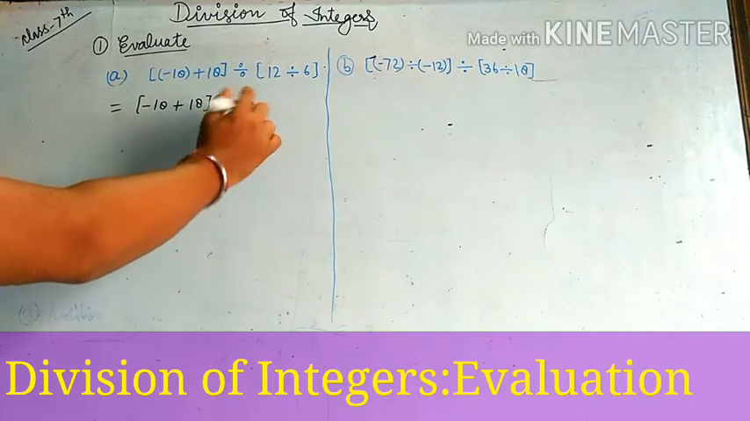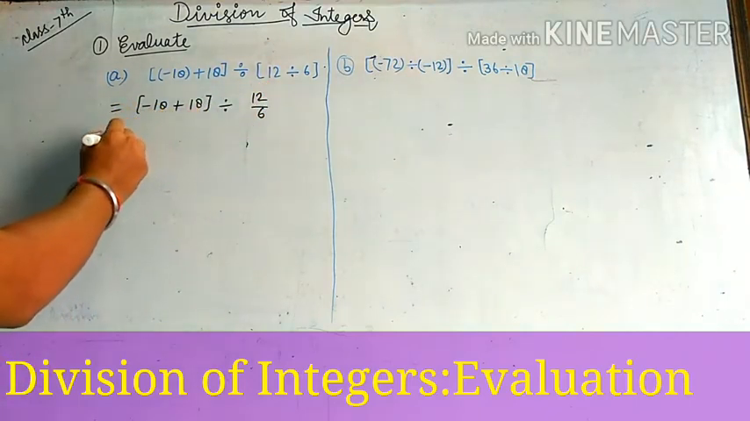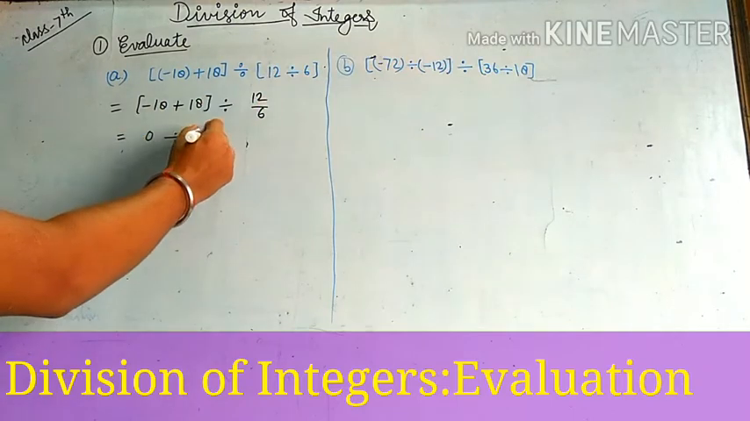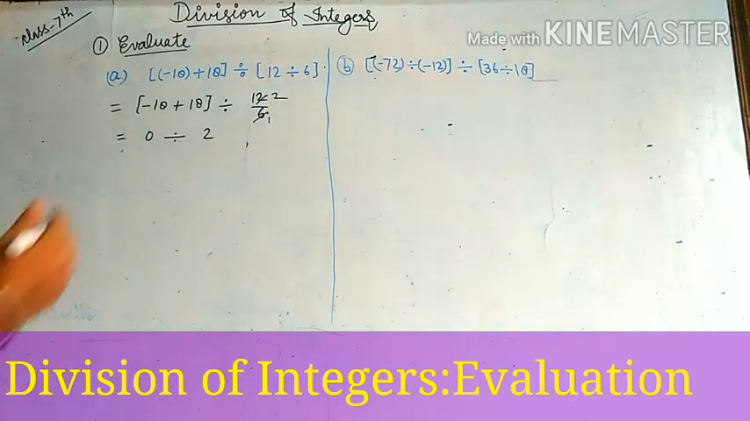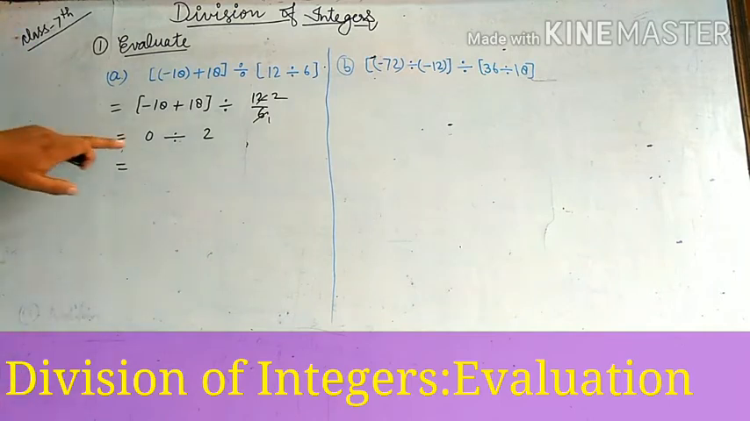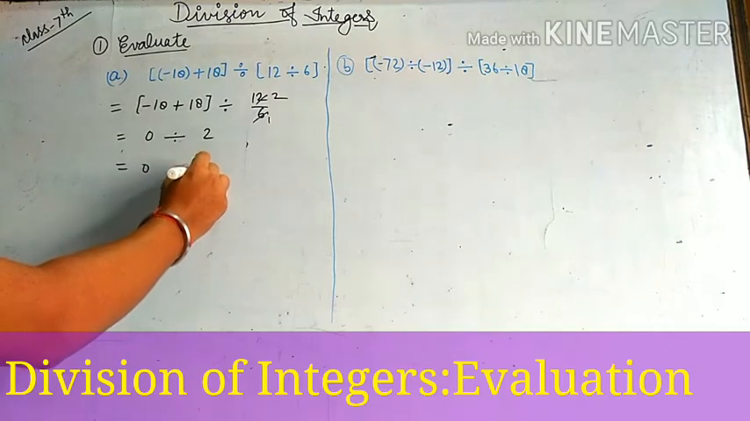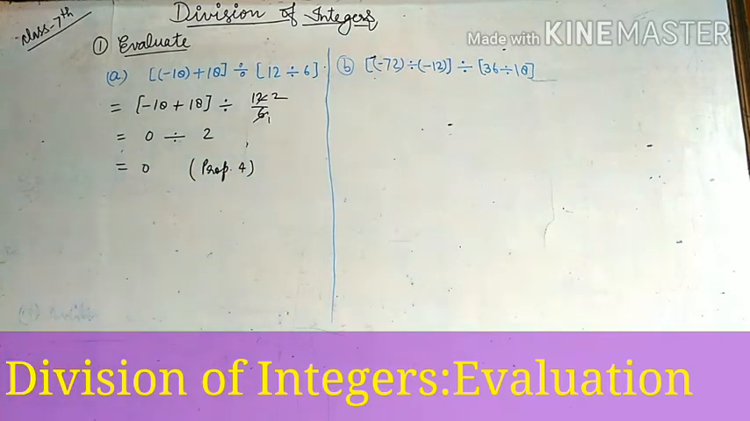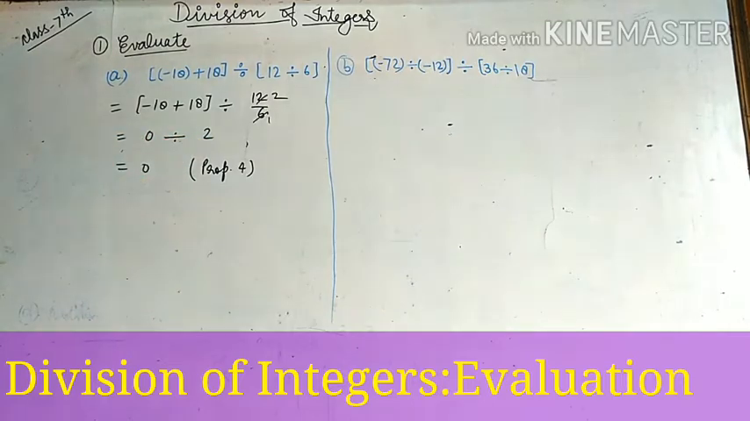6, 12 upon 6. We can write it like this. And 18 minus 18, it will give 0. 6 twos are 12. 6 ones are 6, 6 twos are 12. Okay. And through property 4, the value is 0. Property 4: according to the property, if 0 is divided by any number, the answer will be 0.